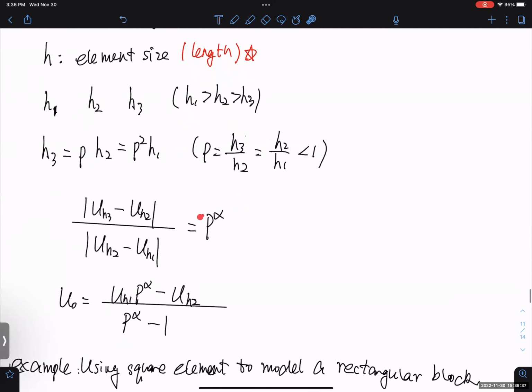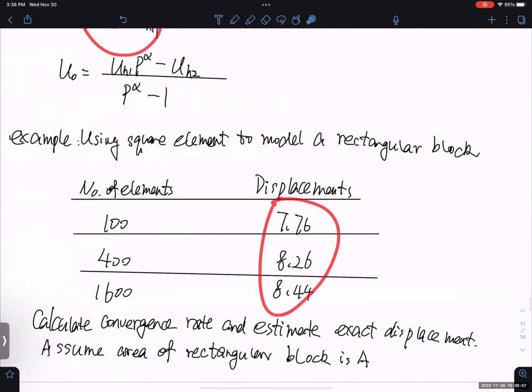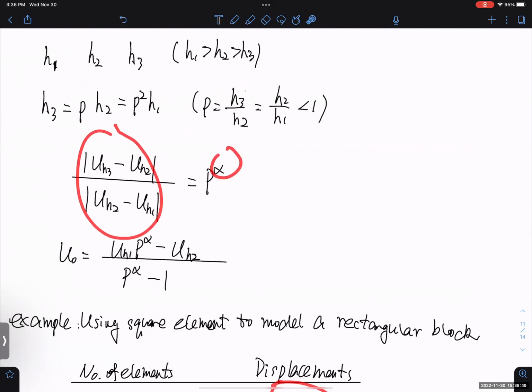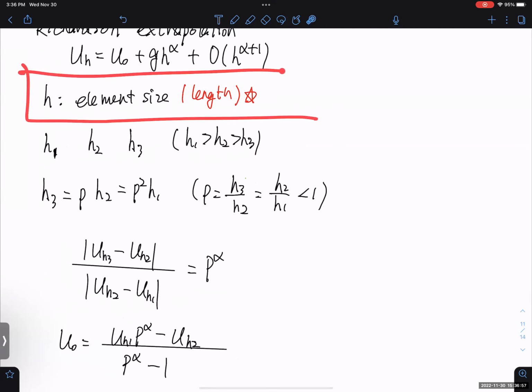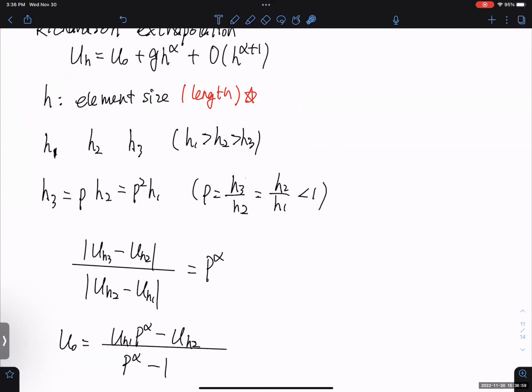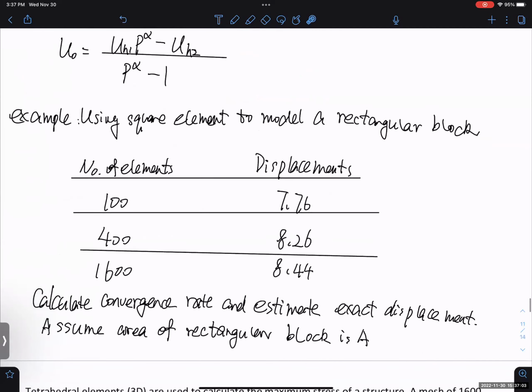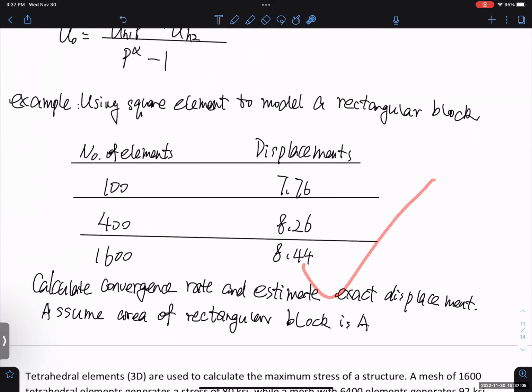And once we have the P, U can be either a displacement result or a stress result. From the given results we can calculate the convergence rate, and we can calculate what the exact solution is. So this is a convergence study. Just make sure that you know what the H is for each different problem.